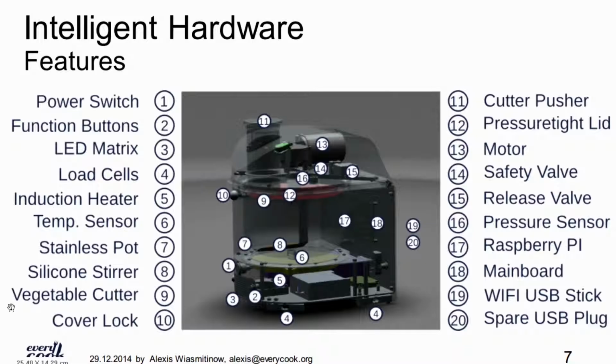The LED matrix we had on this device has now already been replaced by a touchscreen, as you see on this version. We have an induction heater, we have a stainless steel pot. We can stir inside the pot. The number 11 is the pusher. Here it is, the pusher. We can push in the vegetables, and inside we have a cutting disc that chops your onion. And we have a Raspberry Pi as the brain of the device, and a Wi-Fi USB stick, so we can connect to the world.